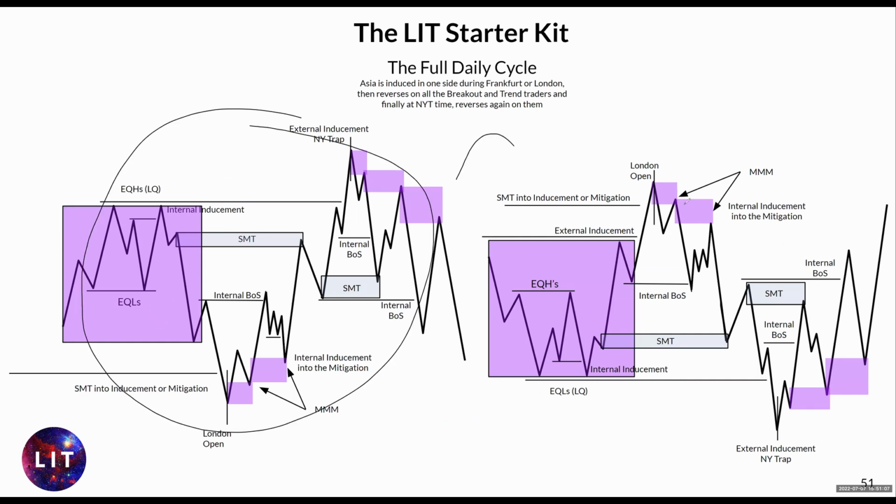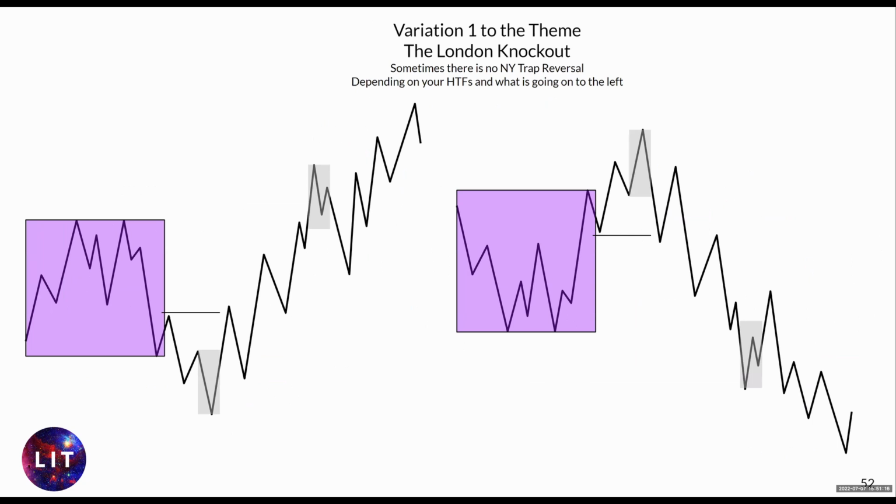You can flip it so then inducement happens to the high side, right? But what cycle variations do we have as well? The London knockout, because sometimes, of course, New York Trap or New York Session in general will not be a reversal, but a continuation, depending on, we will dig into it, the higher time frames and what's going on to the left and what happened already, right?